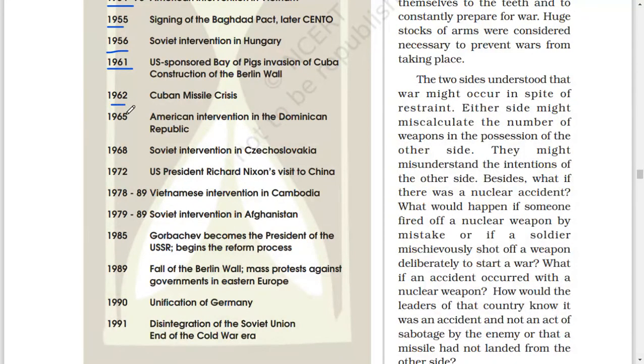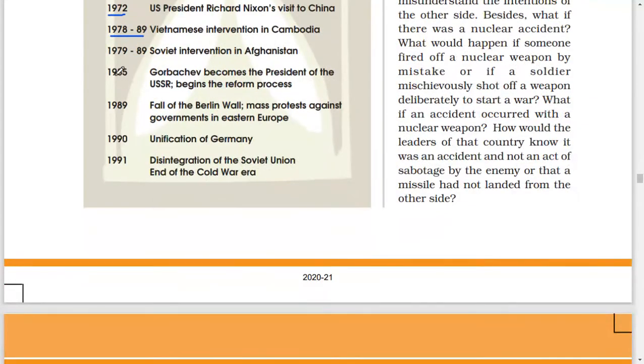1962: Cuban Missile Crisis. 1965: American intervention in the Dominican Republic. 1968: Soviet intervention in Czechoslovakia. 1972: US President Richard Nixon's visit to China. 1978 to 89: Vietnamese intervention in Cambodia. 1979 to 89: Soviet intervention in Afghanistan.